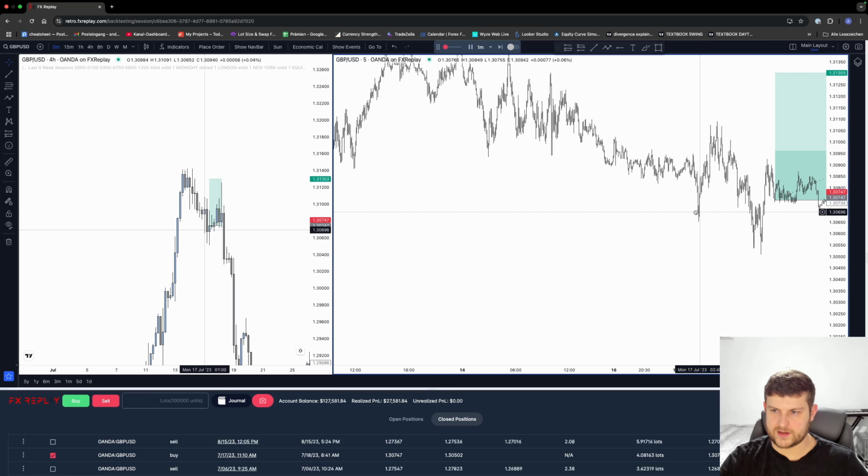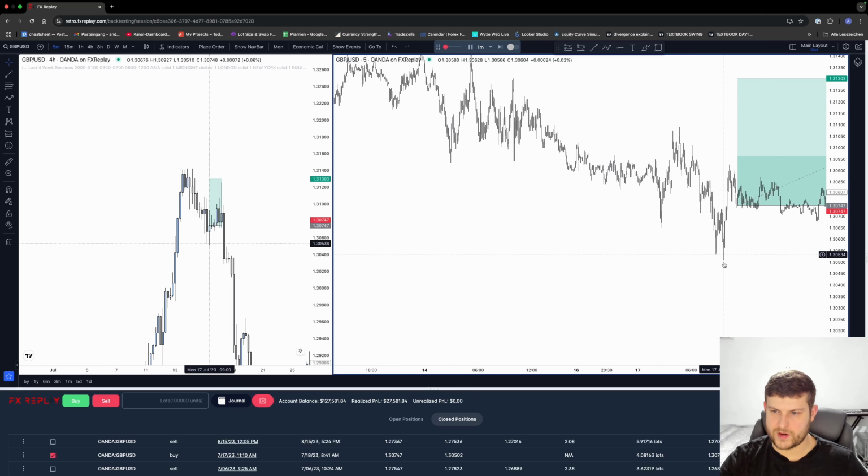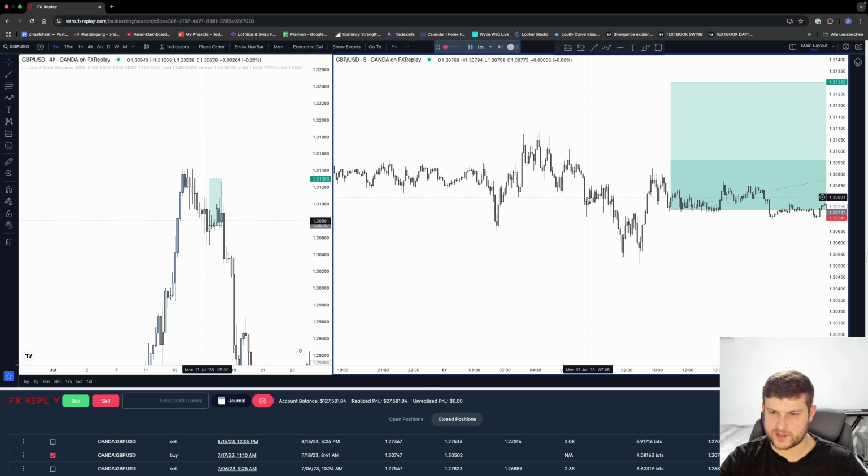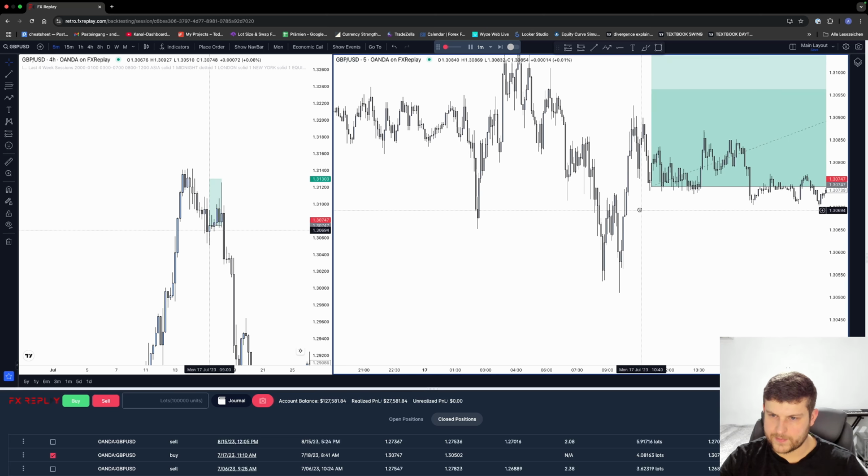So when we mitigated this and then swept it and then reswept it, let's look at the details here, okay? Let's look at the time factor here as well. So this is London low. Yeah, this is London low, okay? London low is here. We sweep it, then we make a bullish break of structure. Tiny little fair value gap here, okay?